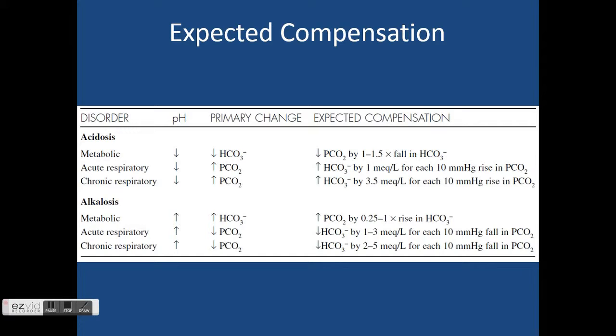I put these calculations here. I'm not going to go through these. You can review these on your own. But suffice to say, you can determine whether the compensation is appropriate or not. Oftentimes, the system that's compensating will not compensate 100% unless it's been a very chronic situation. But in those situations, labs are still going to be abnormal, it's just going to be the pH that's normal. You can calculate to see if the compensation is effective or not.